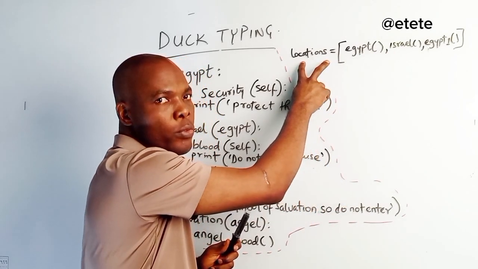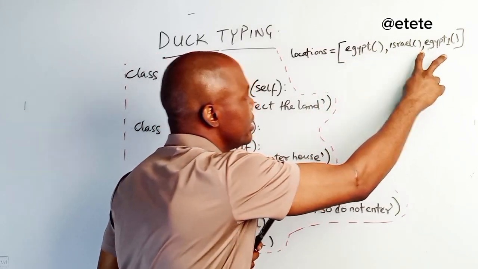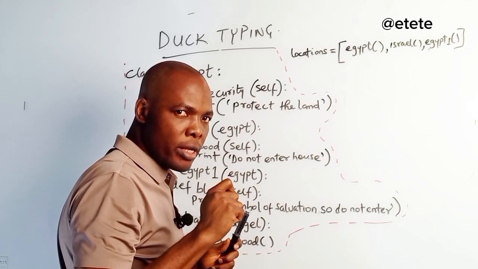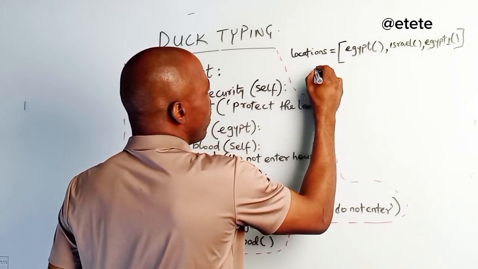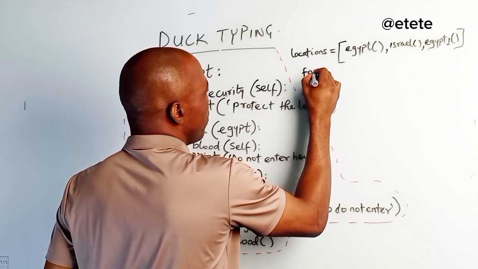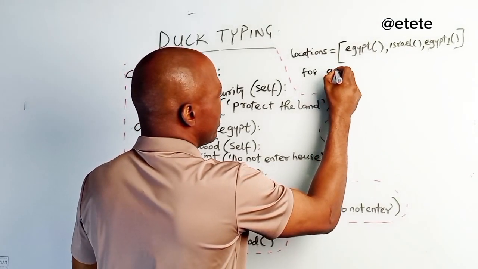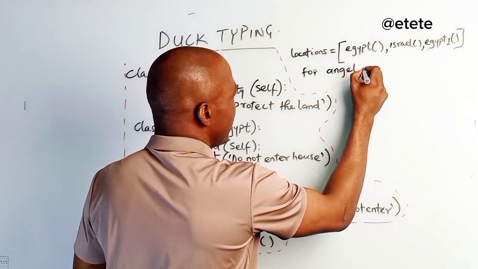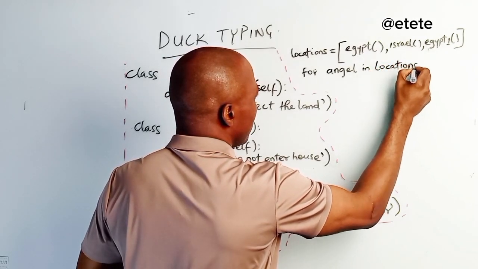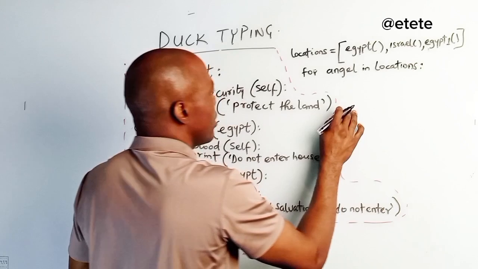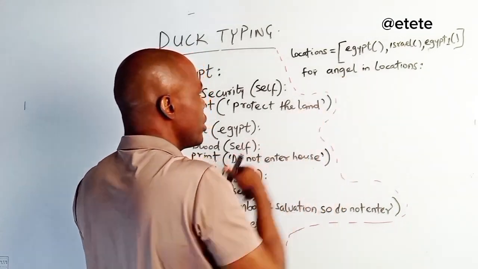So this is a variable, the list data structure that is holding this and this. Now, I'm going to use a for loop to create an object that will access them. So I will say for angel in locations, go in.